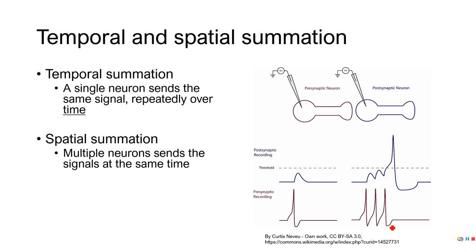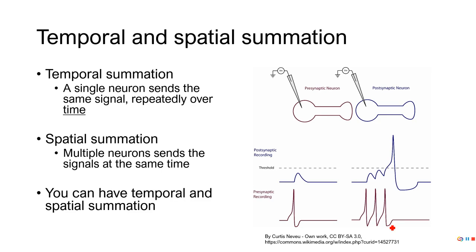So with spatial summation, you have multiple neurons sending a signal at the exact same time to a different neuron. The other thing is you can have temporal and spatial summation, and the way this would work would be your group of friends keep yelling your name until you finally hear them. So temporal is one neuron sending one signal repeatedly. Spatial is lots of neurons sending one signal at the same time. And temporal and spatial would be multiple neurons sending signals repeatedly.